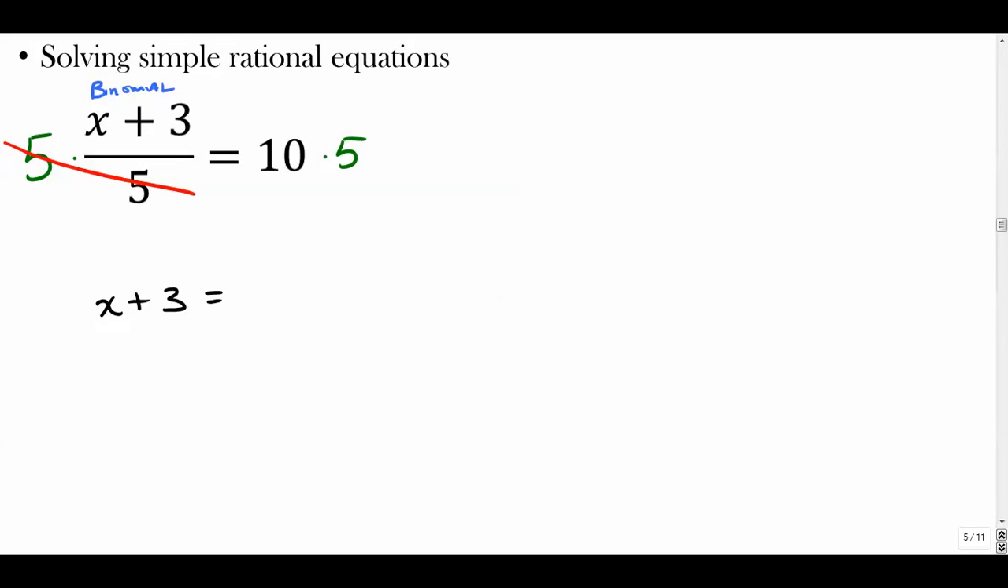Notice it doesn't become 5x plus 15 is equal to 10 times 5. Subtract 3 and you're done.